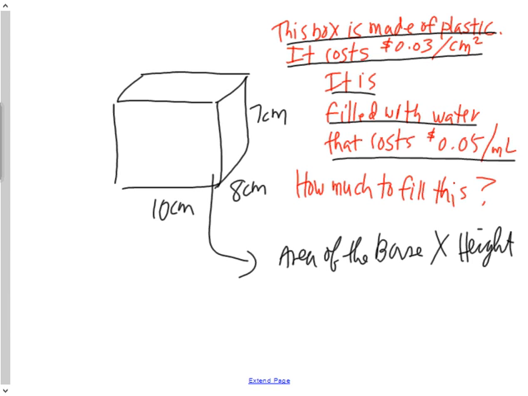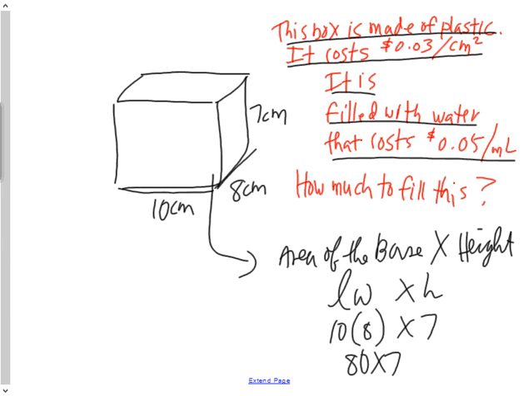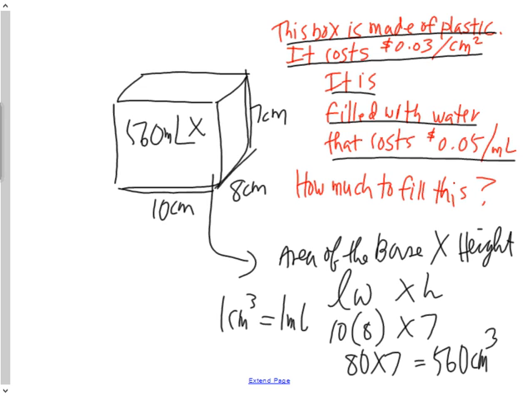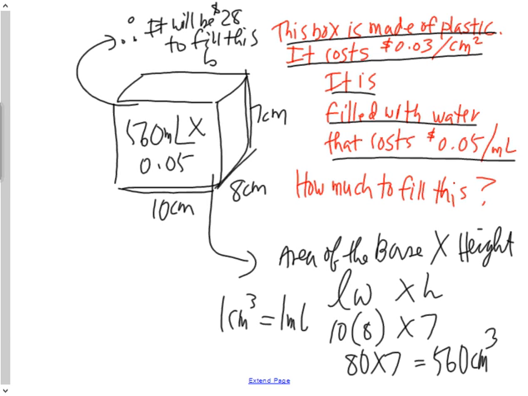Volume is calculated by taking the area of the base multiplied by the height. The base of a rectangular prism is a rectangle, which is L times W, times H. 10 times 8 multiplied by 7 would be your dimensions, or 80 times 7, and finally 560 centimeters cubed. Since 1 centimeter cubed equals 1 milliliter, the volume of this box is 560 milliliters multiplied by the cost per milliliter. And that tells us, therefore, it will cost $28 to fill this box.